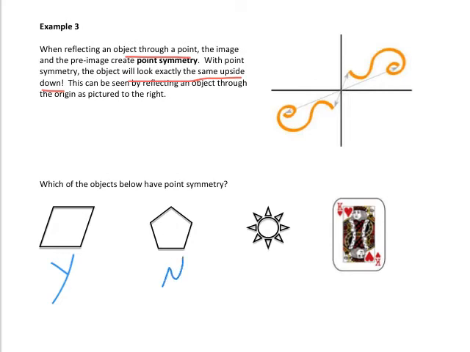Any even-sided figure, like this one, which has 8 pieces to it, if you rotate it 180 degrees, it's going to look like itself. And then playing cards are typically designed to have point symmetry. So if you turn the card upside down, it's going to look like itself.